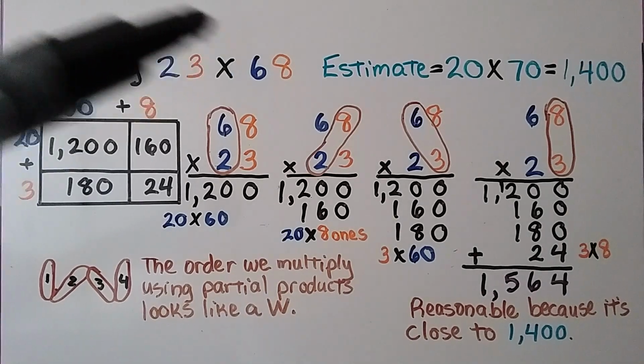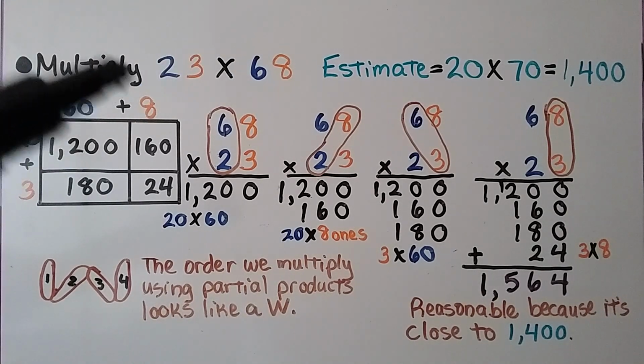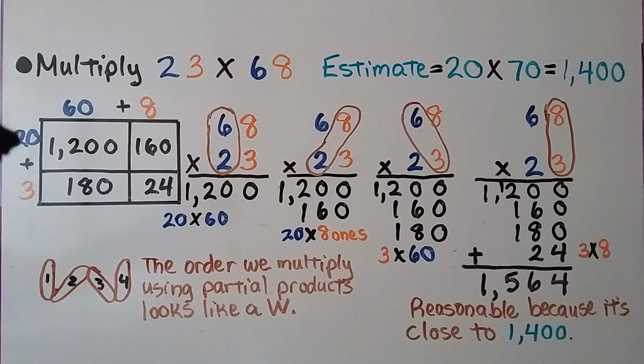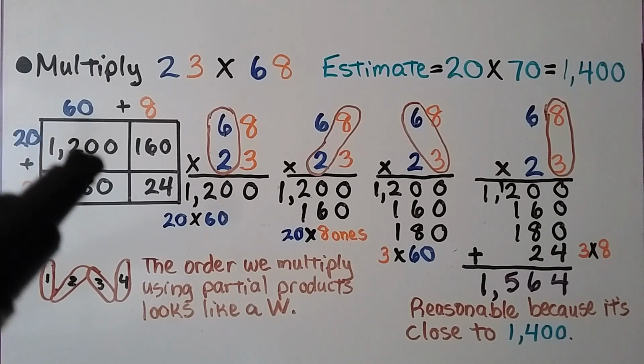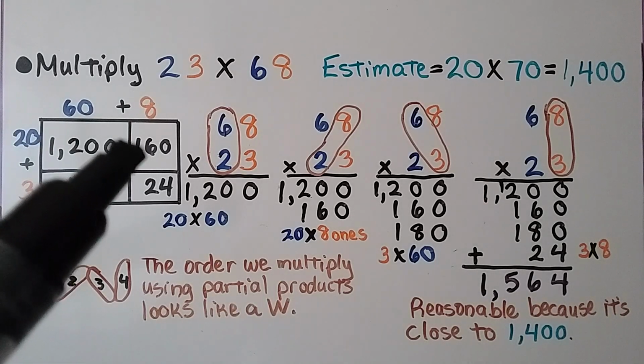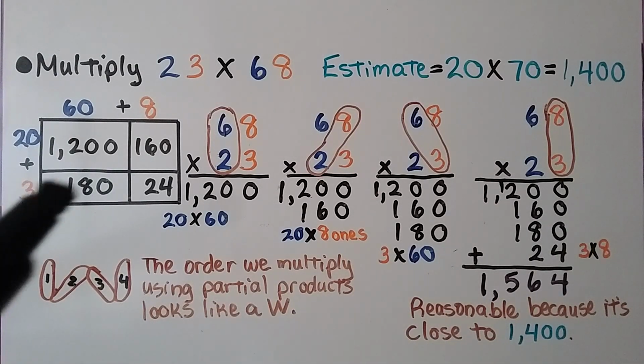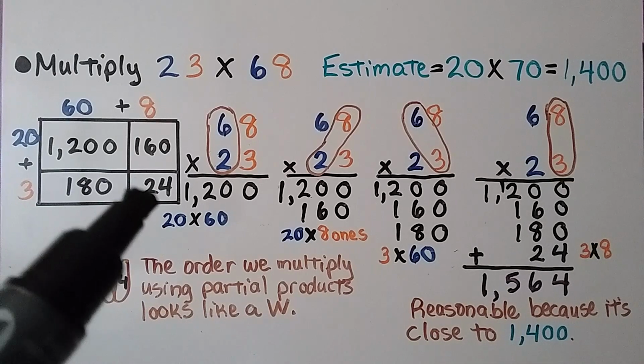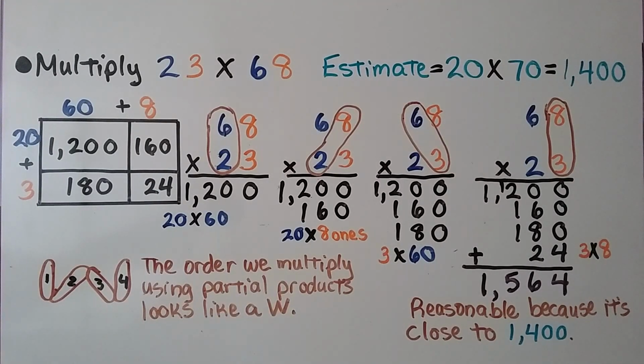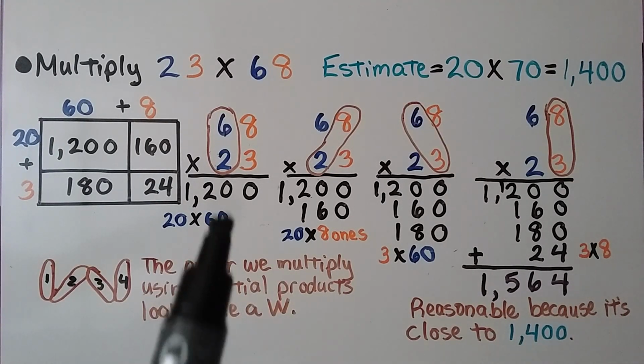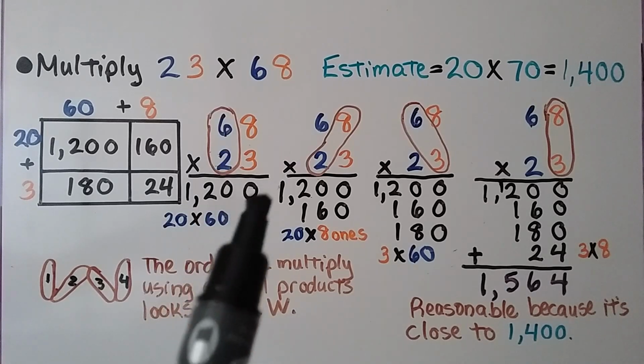For our model, we break the 23 apart into a 20 plus a 3. We break the 68 up into a 60 plus an 8. Now we know we have 20 times 60, which is 1,200. We have a 20 times 8, which is 160. We have a 3 times 60, which is 180, and a 3 times 8, which is 24. And we can multiply this with the digits stacked by place value.